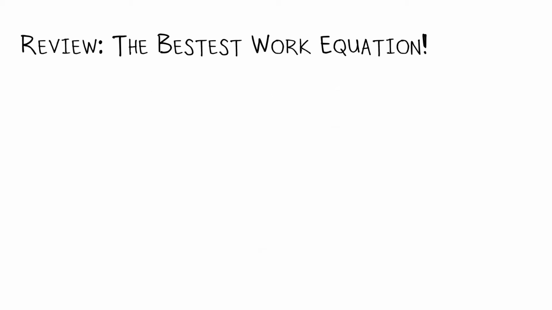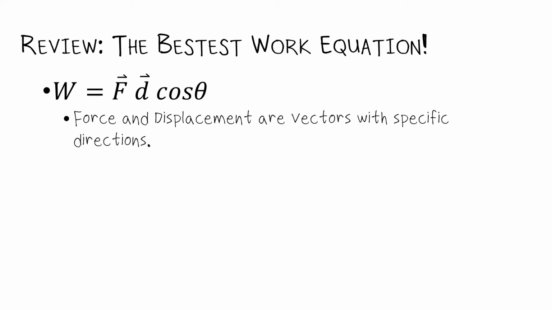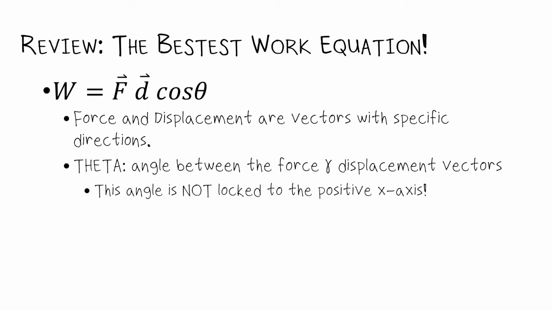All right, then a cursory review of the bestest work equation. I encourage you to watch the previous episode for more details. We have the equation work equals F D cosine theta. Both F and D have the vector hats on top of them. That's a reminder that as being entered as a vector quantity in that equation, we want to be both aware of the magnitude of the vector, but also the direction. And the direction comes into play because theta is the angle between the force and displacement vectors.